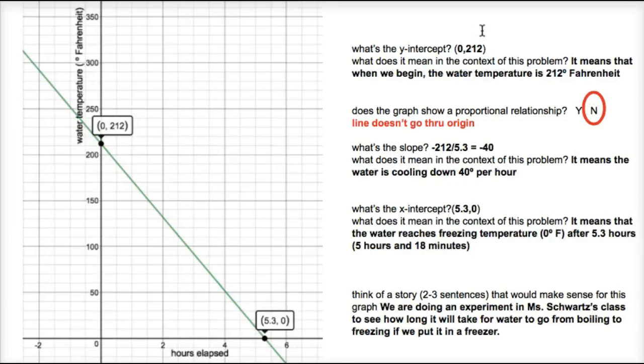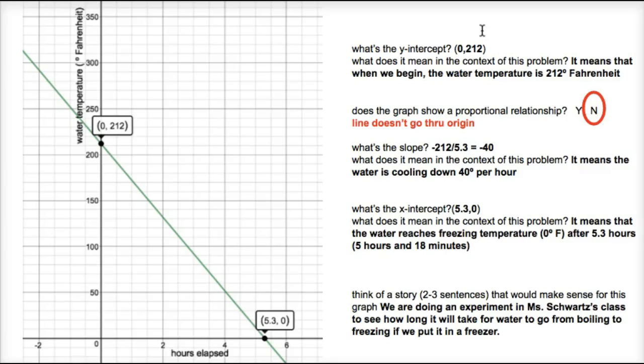Here's the water temperature. The y-intercept (0, 212) means that when we begin, the water temperature is 212 degrees Fahrenheit. Nope, again, not proportional. A slope of negative 40 means the water is cooling down 40 degrees Fahrenheit per hour. The x-intercept 5.3 means that the water reaches 0 degrees after 5.3 hours.